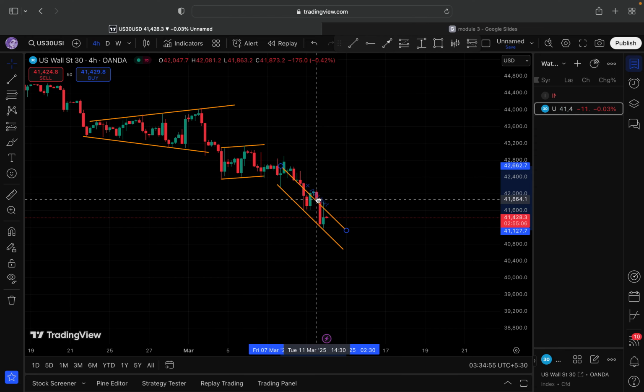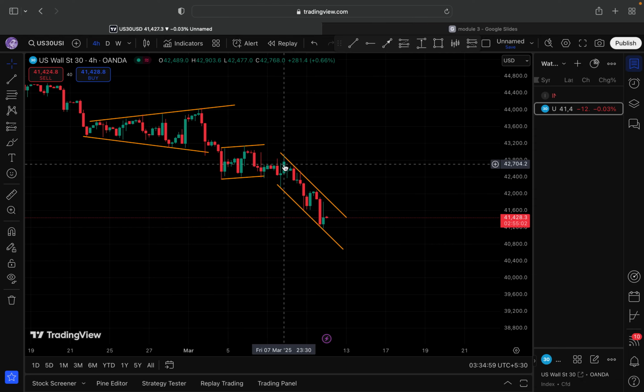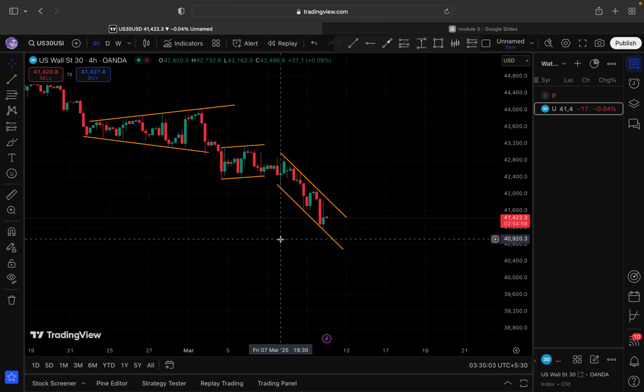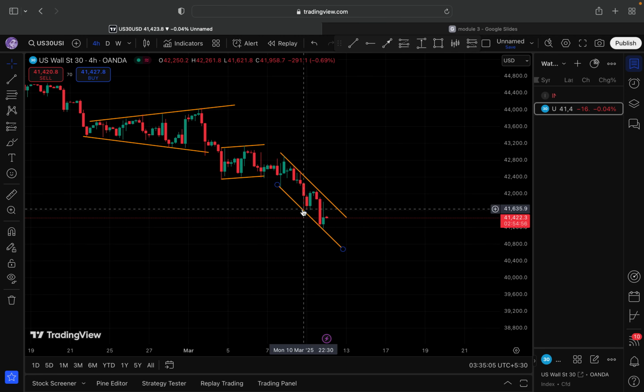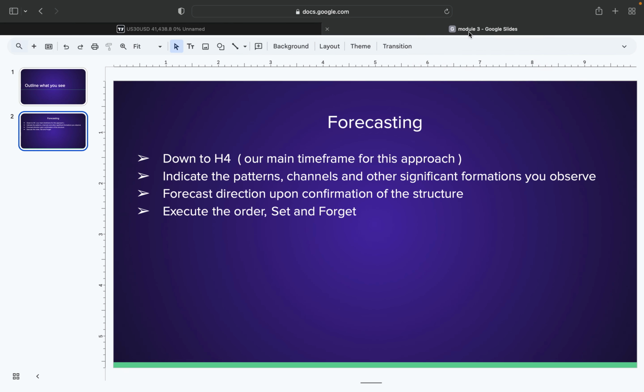Let's clone here. When price pumped, sold, and then pumped to this point, that was a buy that if we were to take, we could have taken a little quick buy on this H4 time frame. Now let's quickly move over to the next thing.